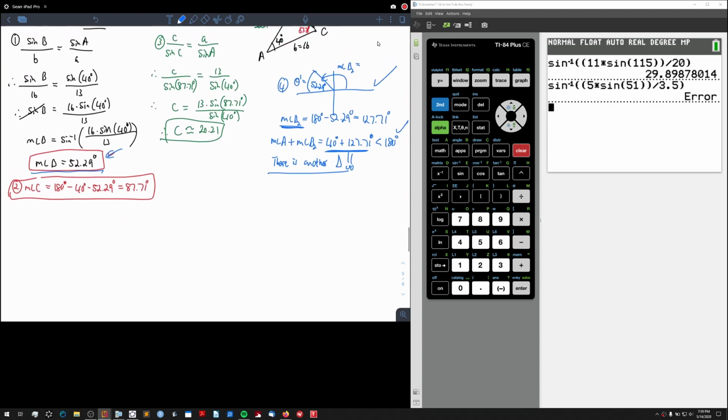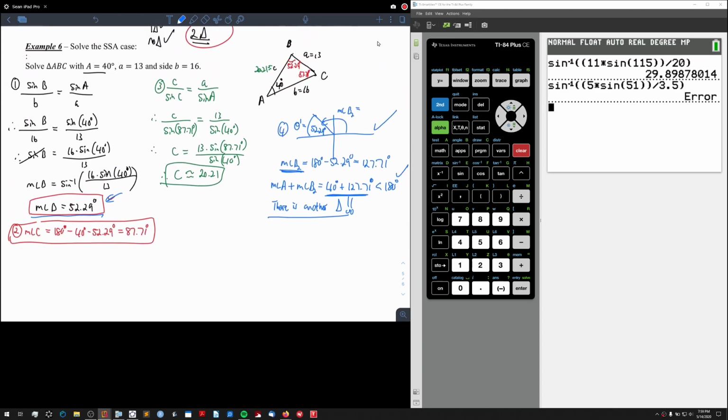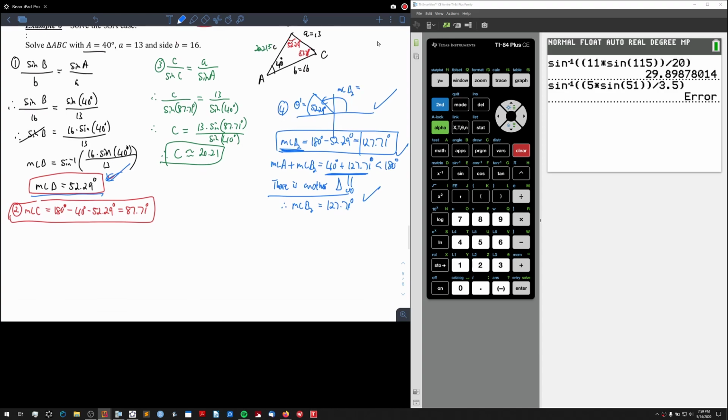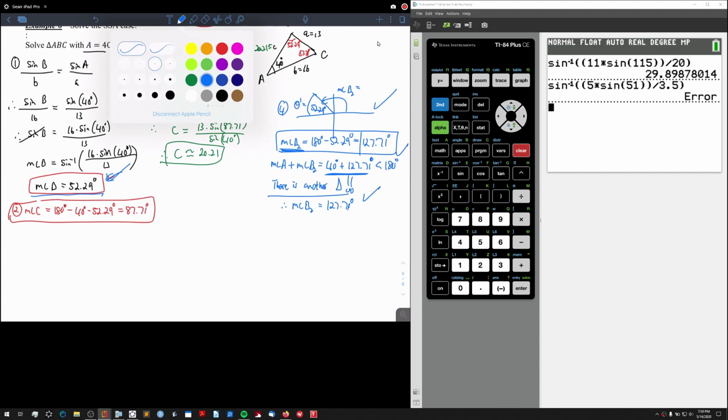All right, now what you do is you say, I've already found angle B, and now I've just found my potential angle B2. It's right here, 127 degrees. Okay, so I say that would mean the measure of angle B2 would be 127.71 degrees. Check. And so now I can find the measure of angle C2.